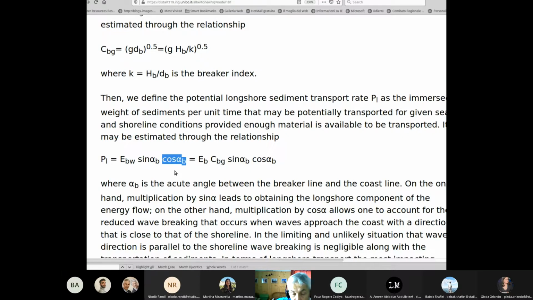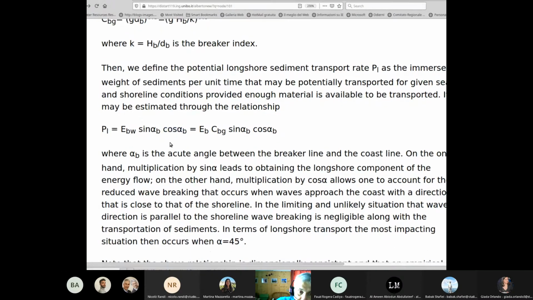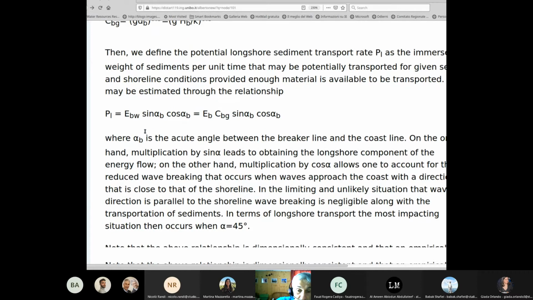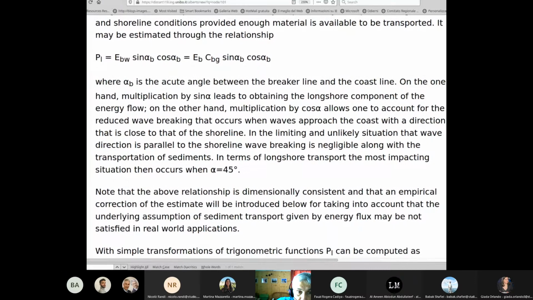the braking of the wave is in a way less energetic, less impactful on erosion if the waves are approaching the coast in a direction that is closer to the longshore direction. We already made some reasoning on this, and so I assume that this reasoning is understood. Okay. Just take into account that the most impacting situation according to this formula is given by alpha.